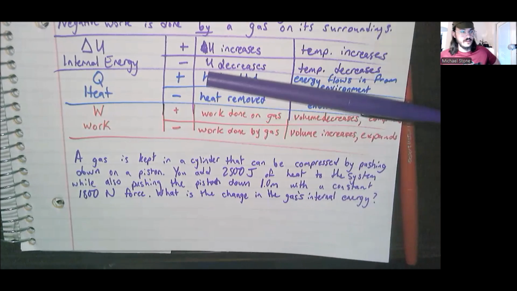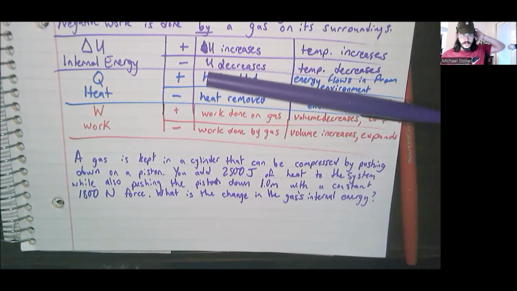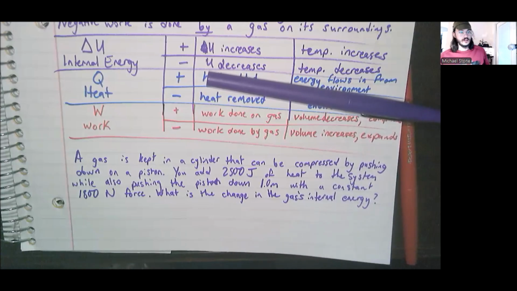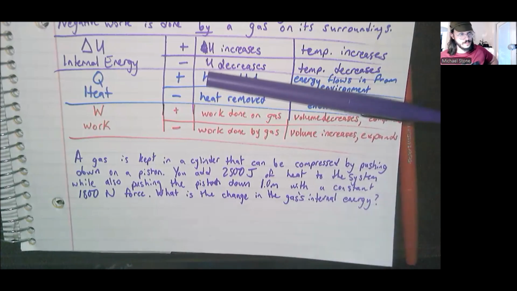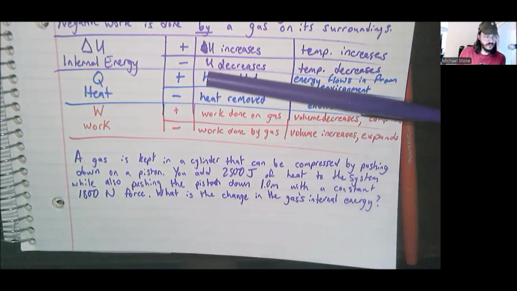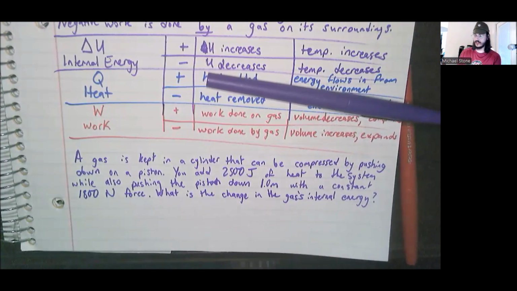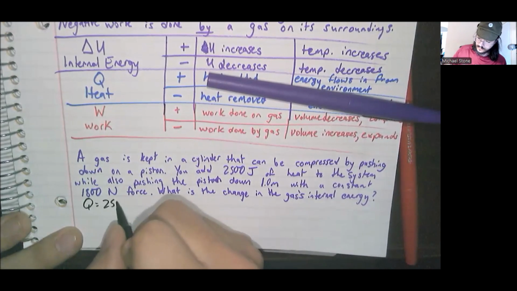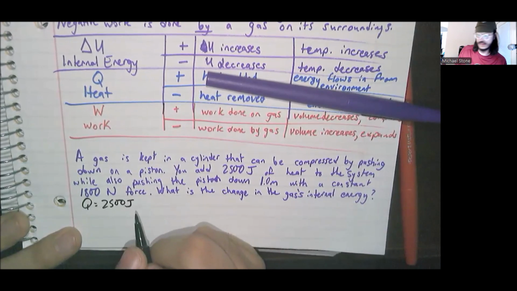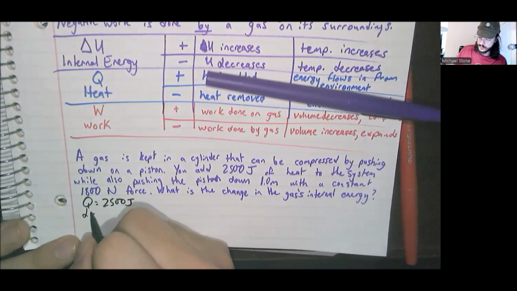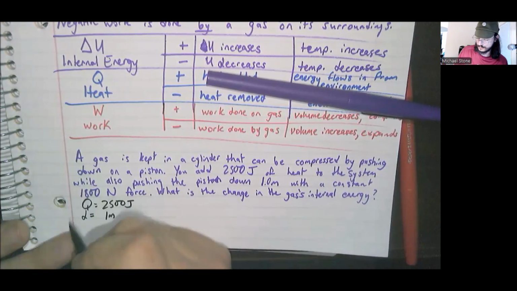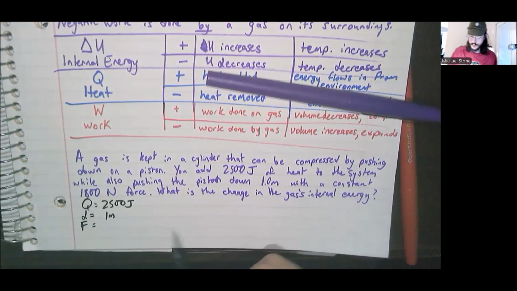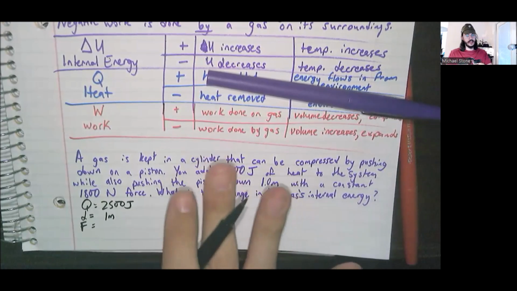A gas is kept in a cylinder that can be compressed by pushing down on a piston. You add 2,500 joules of heat to the system, but you also push the piston down through a distance of 1 meter using a constant 1,800 newton force. What is the change in the gas's internal energy? Heat is added, so we're going to expect delta U to probably go up, right? Also, the distance, well, it's easy to work with, but that's a pretty big piston. The force, you are pushing down on the gas.